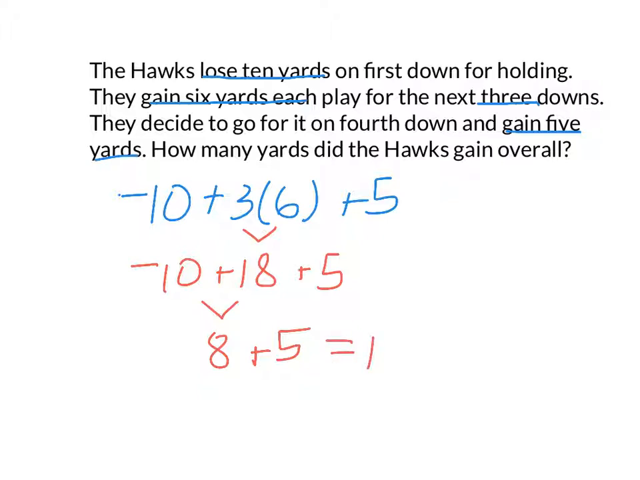That equals 13 yards. We should always put our units on our answer. What it doesn't ask is, did they make their first down? And since their overall gain was 13 yards, yes, they made their first down with 3 to spare. But their overall gain was 13 yards.